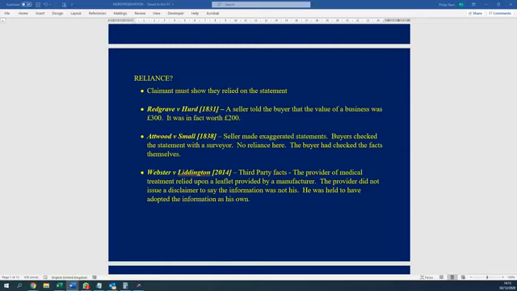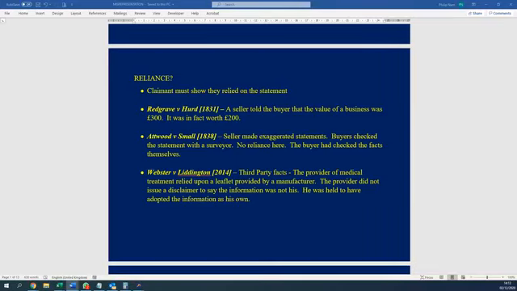Atwood and Small, where the seller made exaggerated statements, and in that case the buyers didn't rely on those statements, they actually got those statements checked by a surveyor, and so the court held that the buyers did not rely on the statements because they had checked the facts themselves.